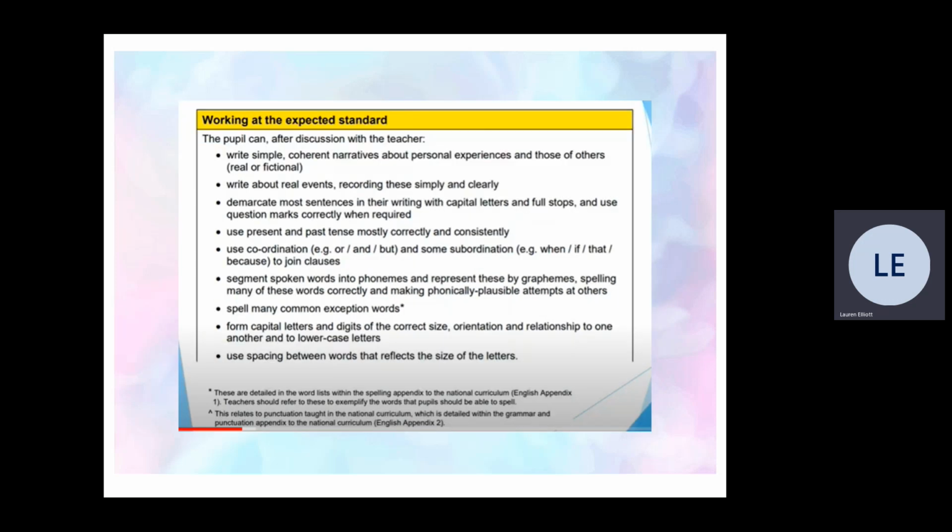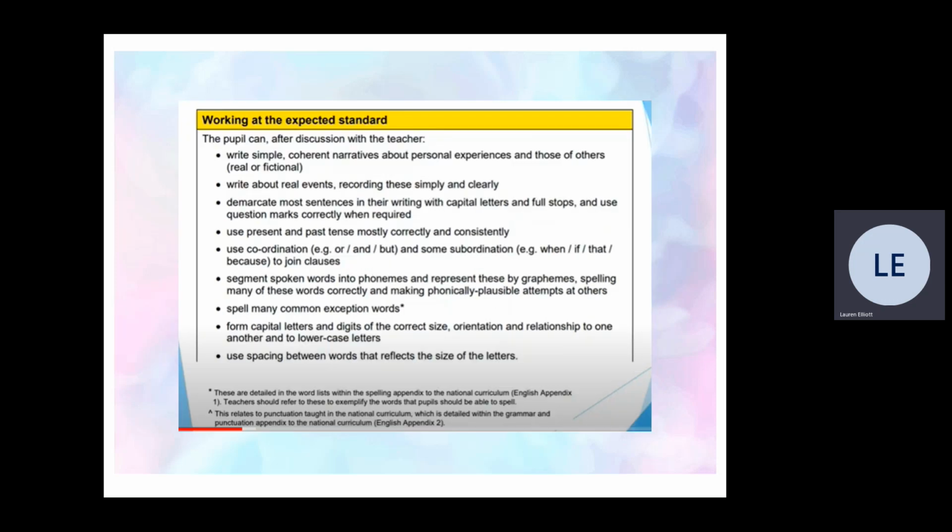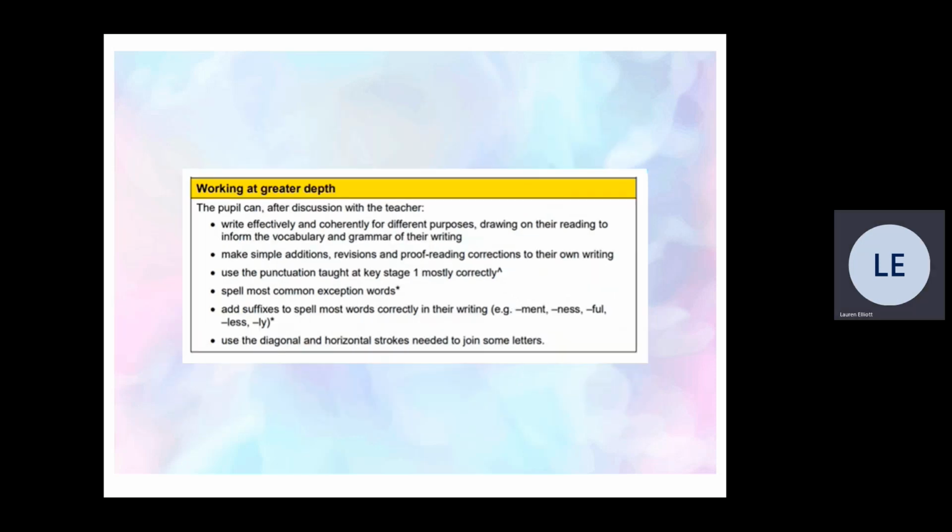These ones are working at the expected standard, so in order to get that, they will need all of these in the working towards expected, and then all of these in the expected standard as well. These are targets that they can achieve independently and without adult support. And these targets are for children that are working at greater depth. These will encompass, again, the working towards targets, the expected targets, and they should be able to do all of those greater depth targets as well.